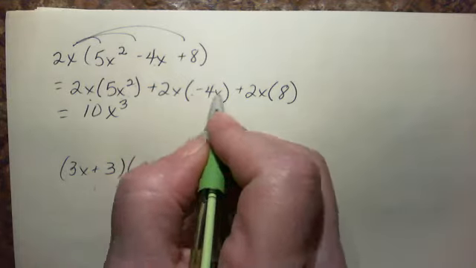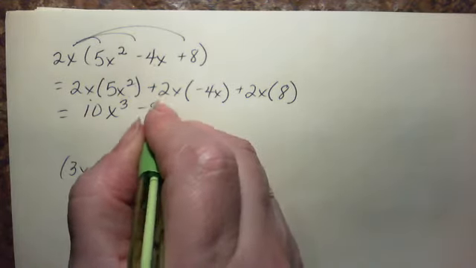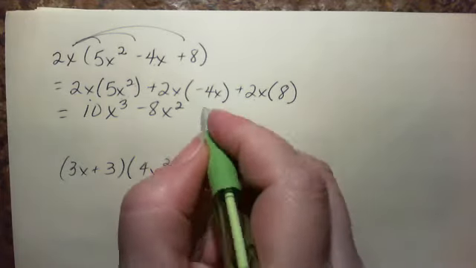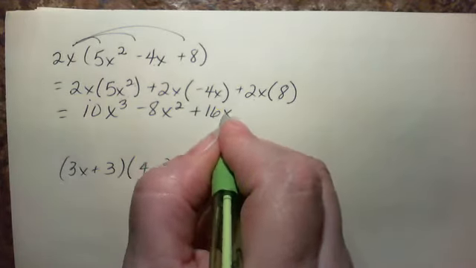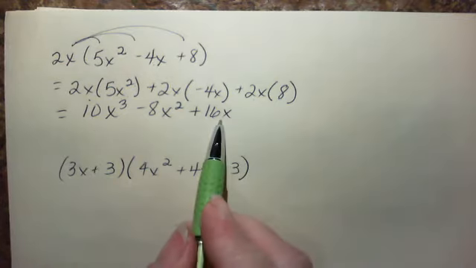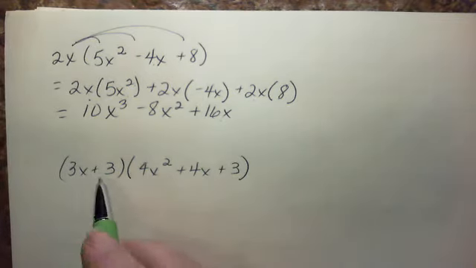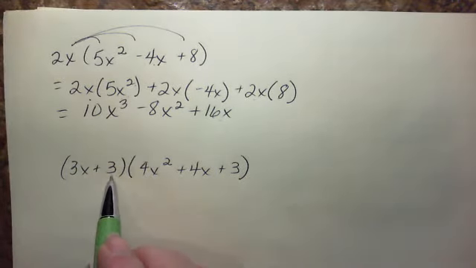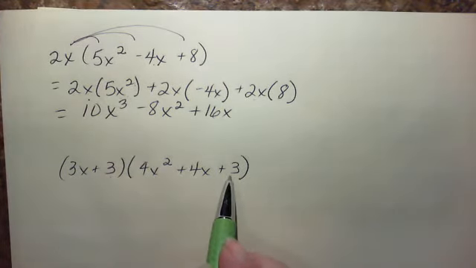Positive 2x times negative 4x, negative 8x squared. Positive 2x times 8, positive 16x. And no like terms to collect. Multiplication is carried out. This one we have 2 terms to multiply by 3 terms.